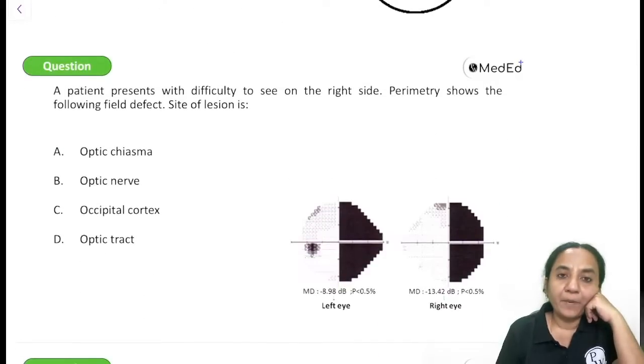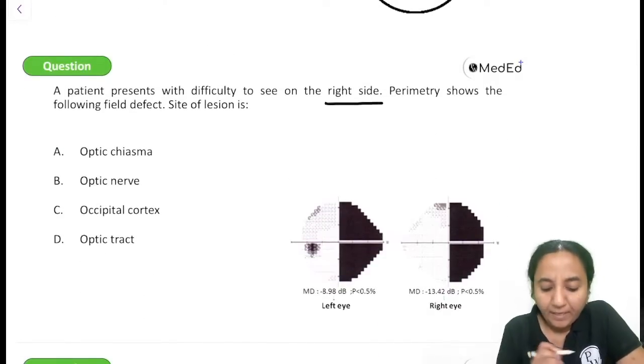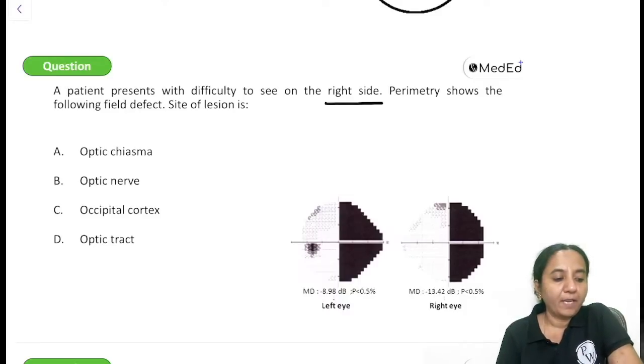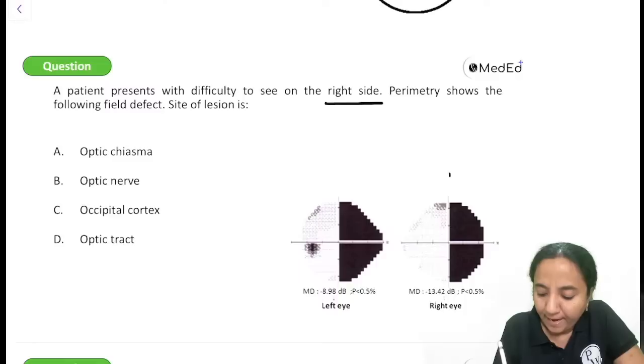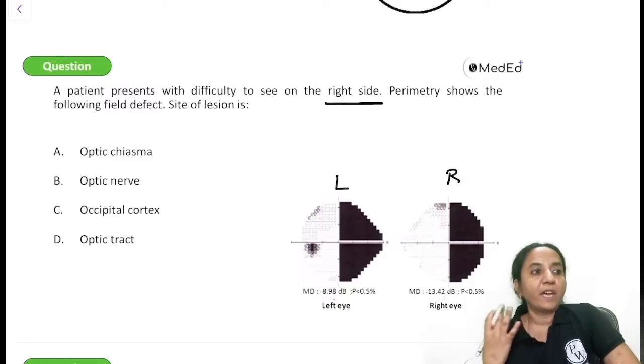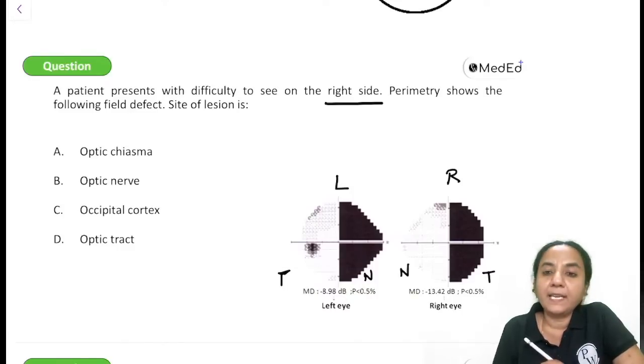A patient presents with difficulty to see on the right side. Perimetry shows the following field defect. So first of all, what is this field defect? See, this is the right eye, this is the left eye. Whenever we get a perimetry printout, we have to mark out the right and the left, and we have to mark out the nasal and temporal. See, the inner part is nasal, the outer part is temporal. So what do we see in this image?